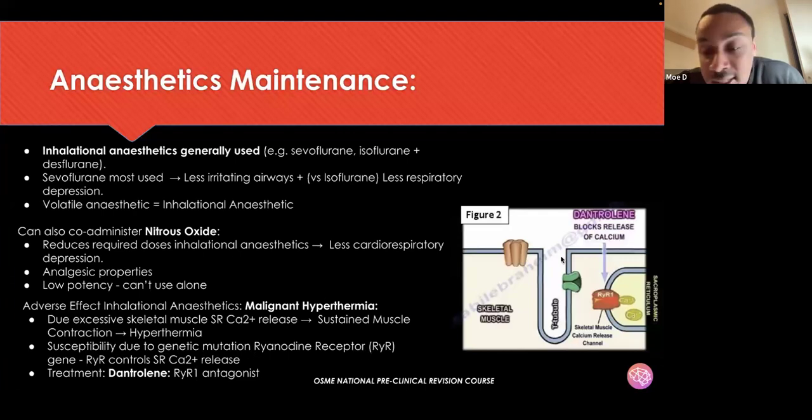gene, and the ryanodine receptor, as you can see on this diagram, controls the release of calcium from the sarcoplasmic reticulum. And the treatment for malignant hyperthermia, if it arises during an operation, is dantrolene, which is a ryanodine receptor 1 antagonist. But like I said, it's a really rare adverse effect.